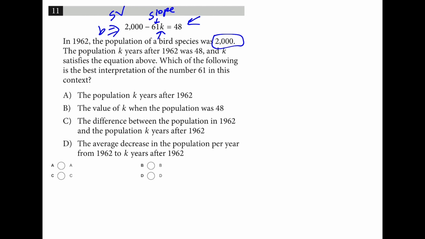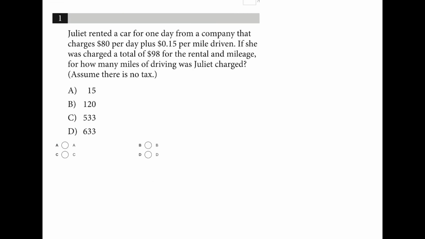So what does 61 represent? The average decrease in the population per year. That's a key word that tells you we're looking at slope. So for 1 day, a per day cost is a one-time fee. So 80 is equal to our B value. And our 15 cents per mile is our slope.